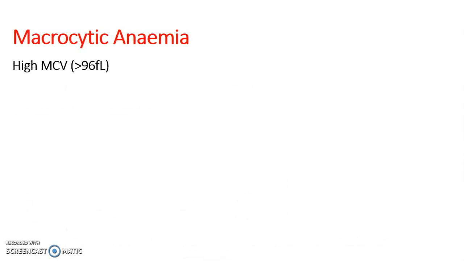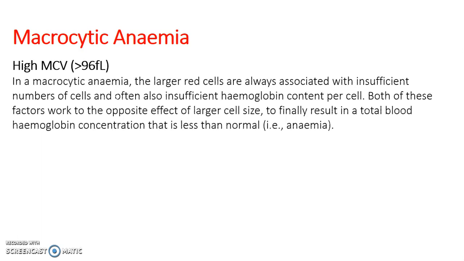Macrocytic anemia, so where the red blood cell has got a high mean corpuscular volume. The larger red cells are always associated with insufficient number of cells and often also insufficient hemoglobin content per cell, which is anemia, low hemoglobin. So both of these factors work to the opposite effect of larger cell size, so they result in a total blood hemoglobin concentration that is less than normal. So very few big cells, but with insufficient hemoglobin.